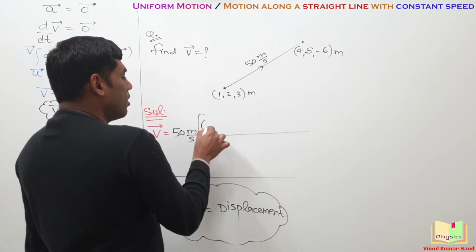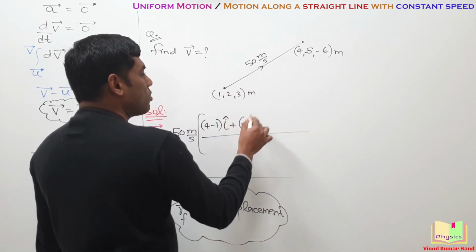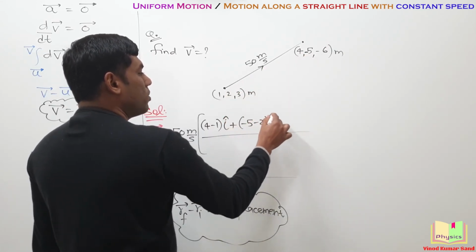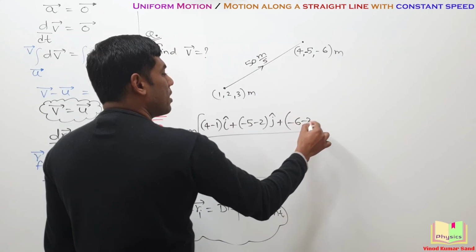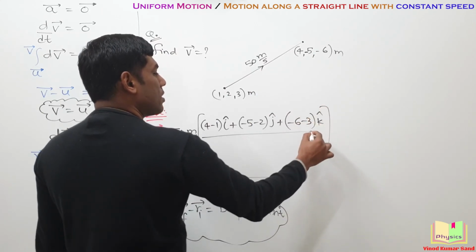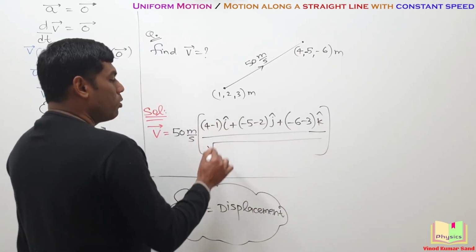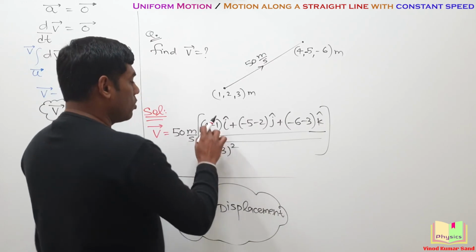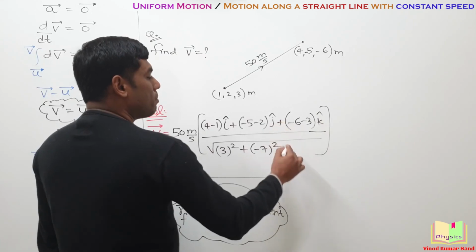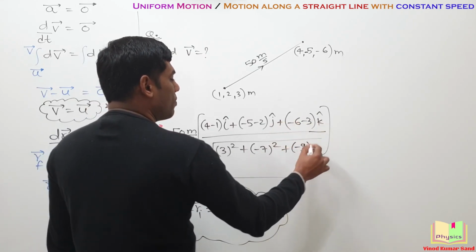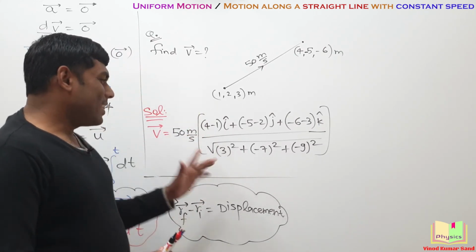Doing that computation here: (4 minus 1) i cap plus (minus 5 minus 2) j cap plus (minus 6 minus 3) k cap. This is the vector. Now we have to divide it by its magnitude. So 4 minus 1 means 3. So 3 squared under the root plus this is minus 7 squared plus the k cap coefficient squared. When you simplify this, it will be the velocity in vector form.